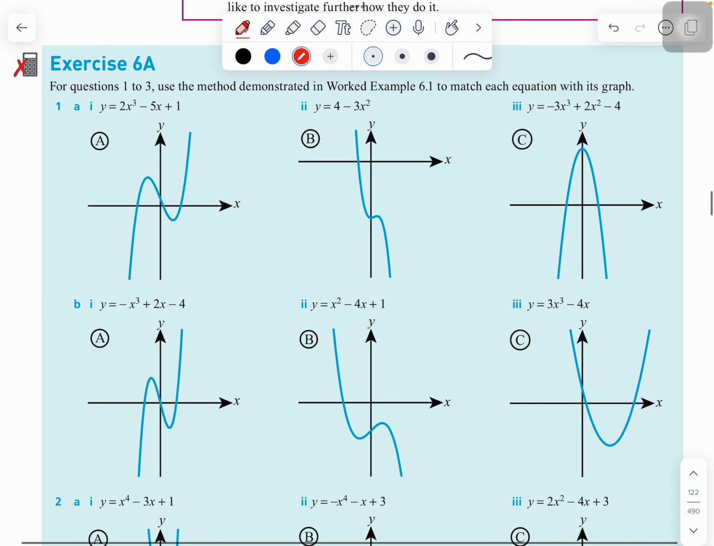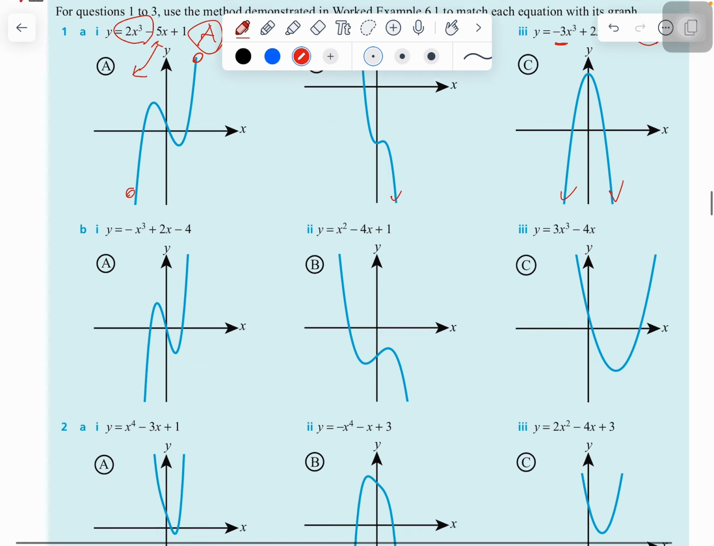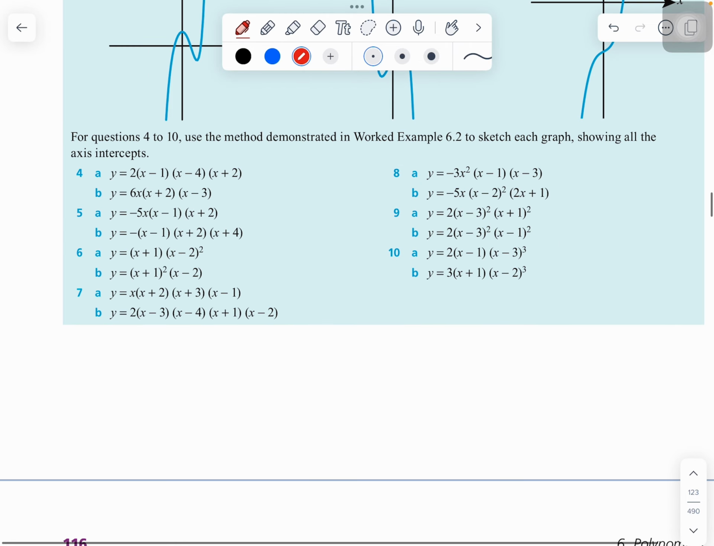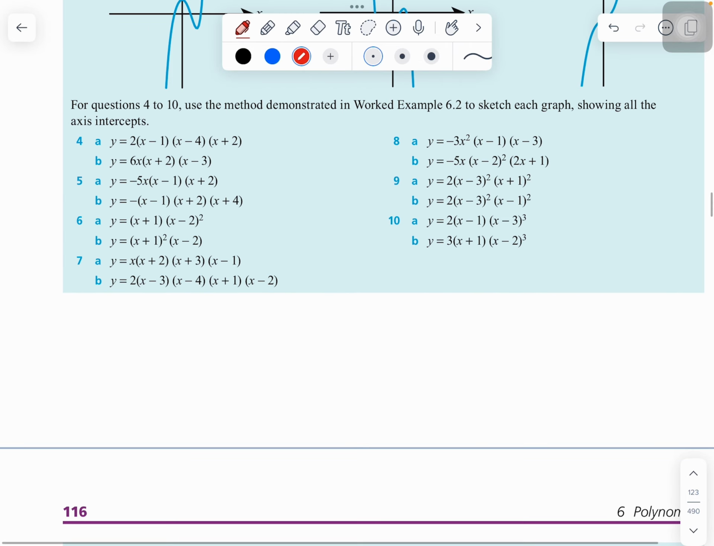So here, we can match the graph with only the degree, the sign of the leading coefficient, and the y-intercept. So degree of 3, okay, it should be opposite ends, like this, and the leading coefficient is positive. So this is A. And this is negative, and degree of 2, which is the same side: C. Negative, and degree of 3, opposite sides: B, like this.